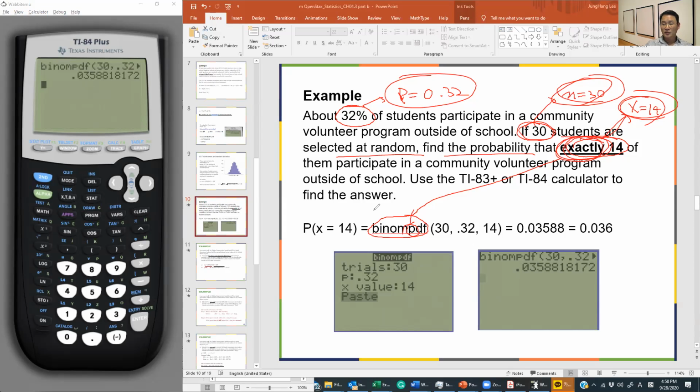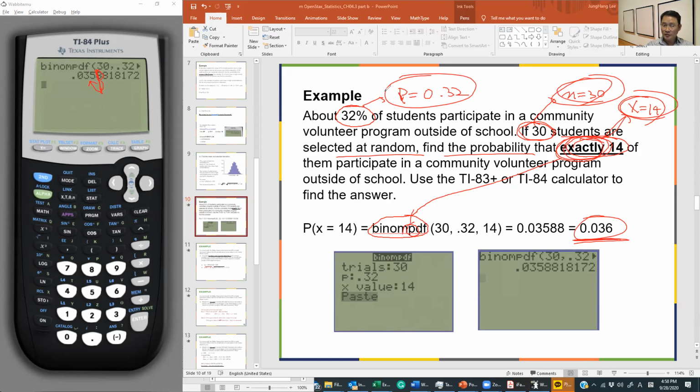So if the question says keep 3 decimal points, that means you're going to cut it right here, right? Since this 8 is bigger than 5, they'll change this 5 to 6. And that's why we got this answer right here, right?